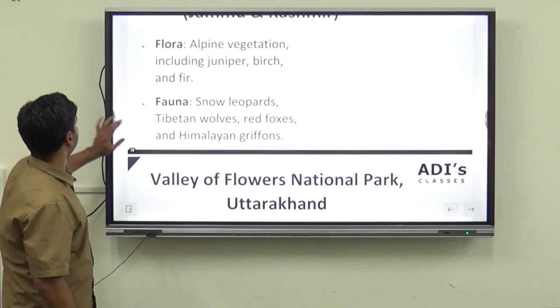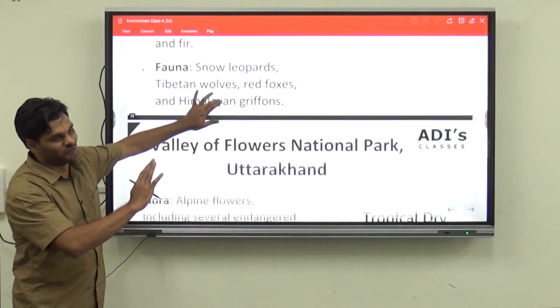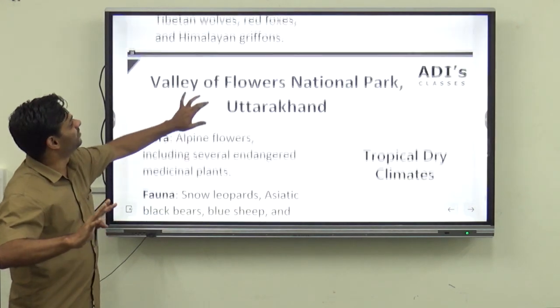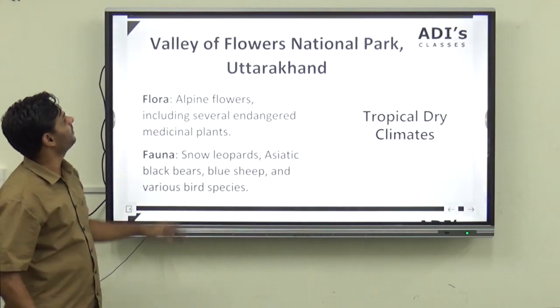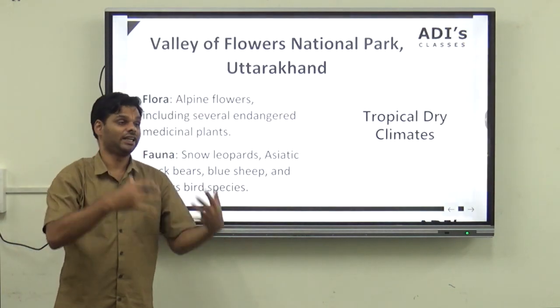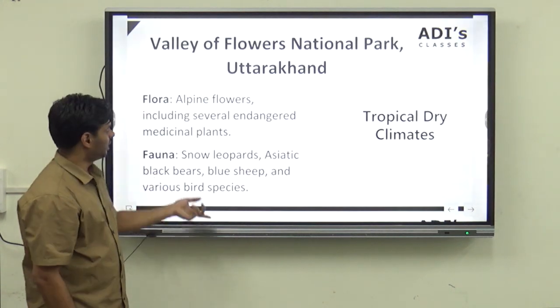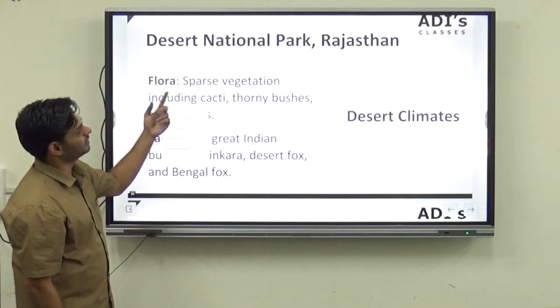So Tibetan wolves, red fox, Himalayan griffons, okay? What is a griffon? Okay, I think that should be your homework. We will wrap up the class soon. So Himalayan griffons, okay? Again, Uttarakhand, you have tropical dry climates, even though it's right next to a mountain, right? Uttarakhand is a mountainous region. So there are many different national parks like this that you can see.